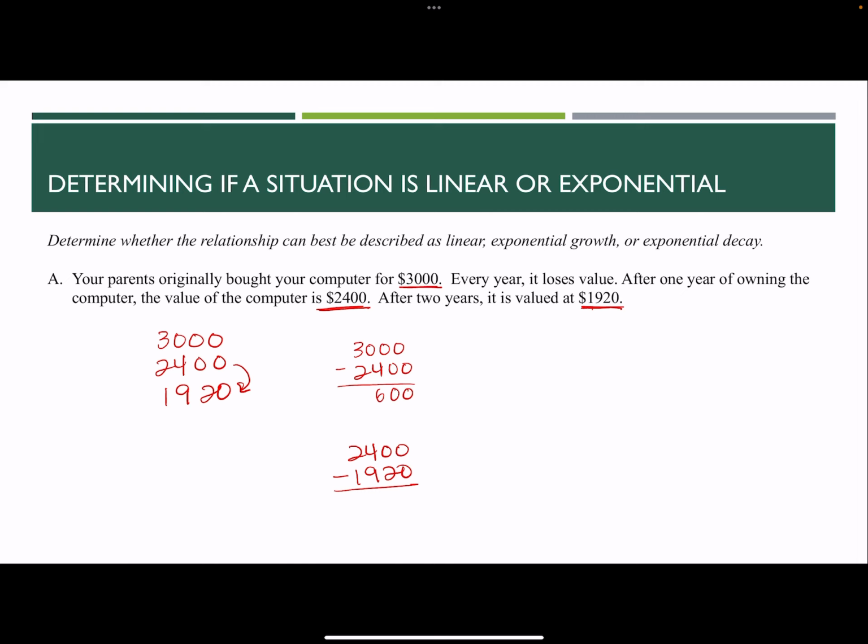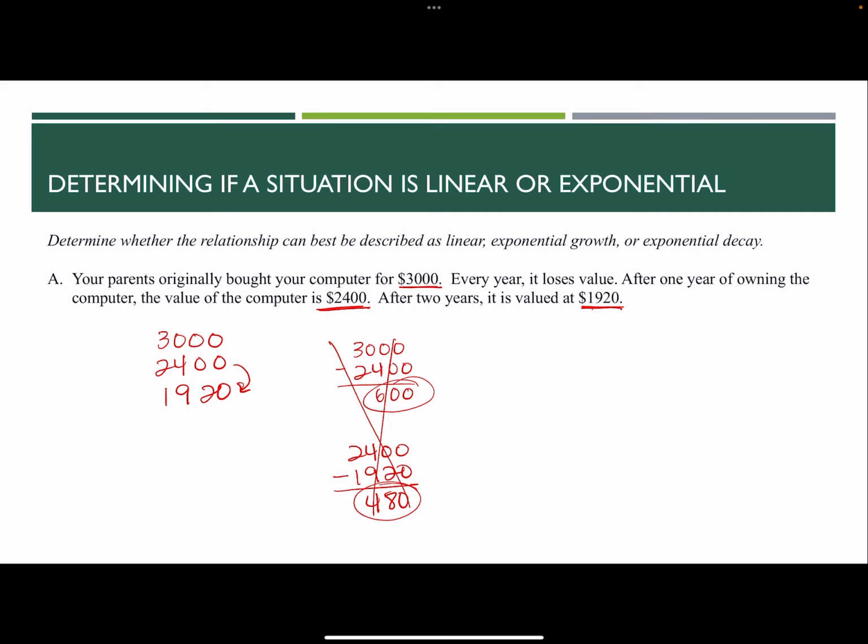And I can't do that because when I subtract 2,400 minus 1920, I get 480. So because these two numbers are not the same, this is not linear. So the pattern here is not subtracting. It's obviously not adding either because these numbers are decreasing. So we're going to hope that it's exponential. We're going to hope that I have a pattern of multiplying or dividing.